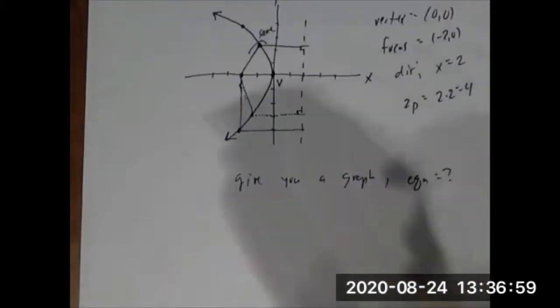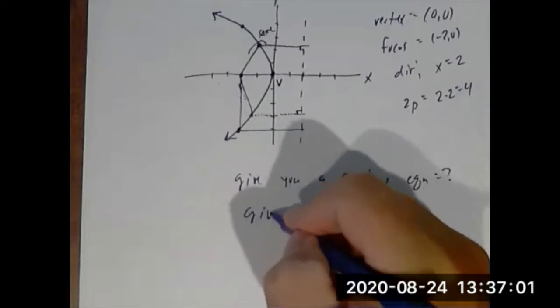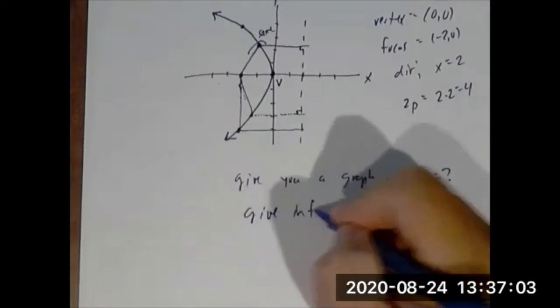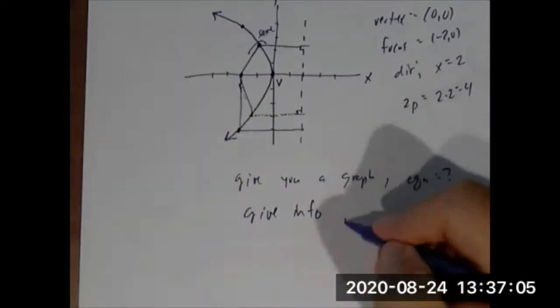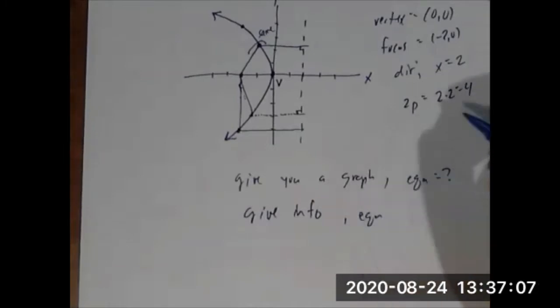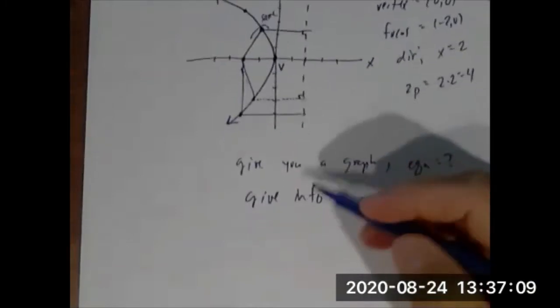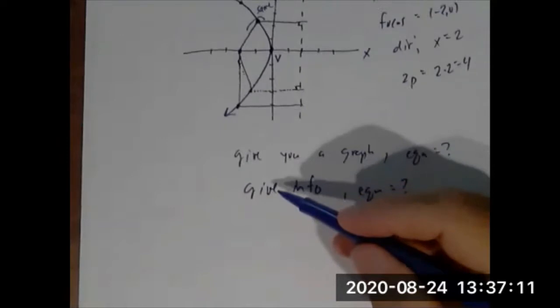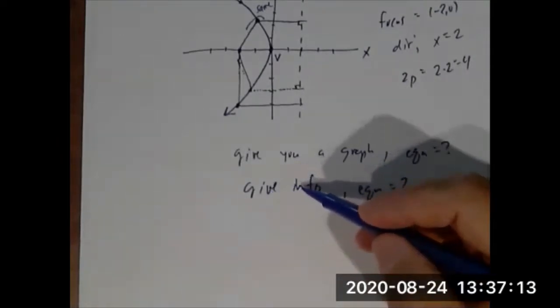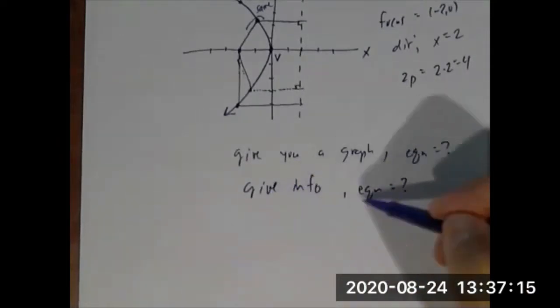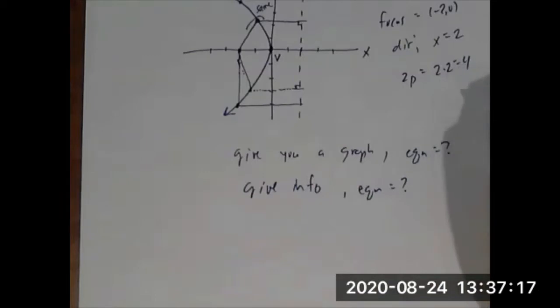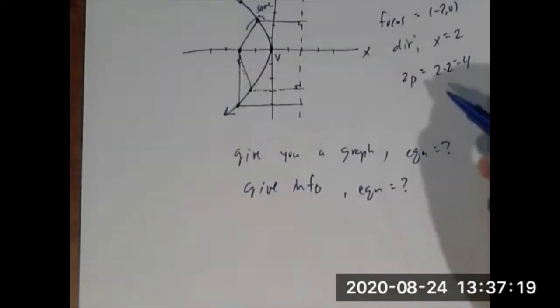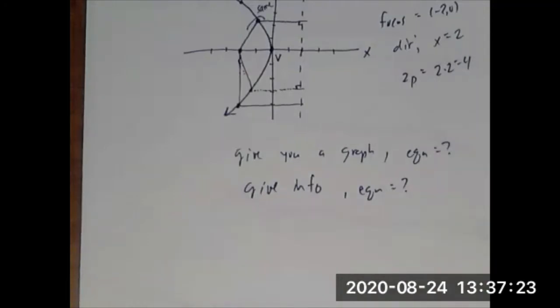And then the last thing is, sometimes they give you some information about the parabola, and then they want the equation. So they'll say, the vertex is this, the focus is this. You know, based upon that, what's the equation of that parabola? So these are the kinds of problems I'll go ahead and do in the next video. So we'll stop now, and then I'll pick this up in the next video.